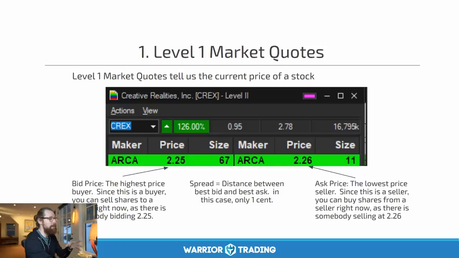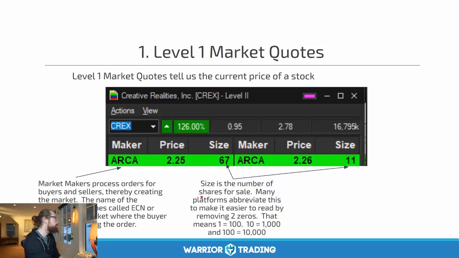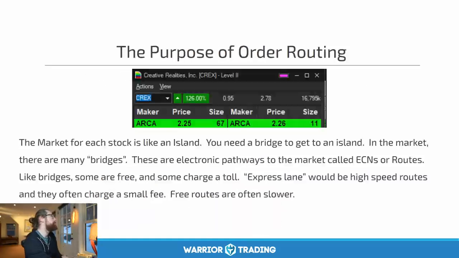Because they sell and then they have to buy back. So we'll talk about the difference between buying and selling at the bid and the ask in a moment. We've got our market makers here, which is the actual financial institution that's routing the order to the market. So when we talked about, and I think we touched on this a little bit in the starter class, the purpose of order routing. So the market is an island.